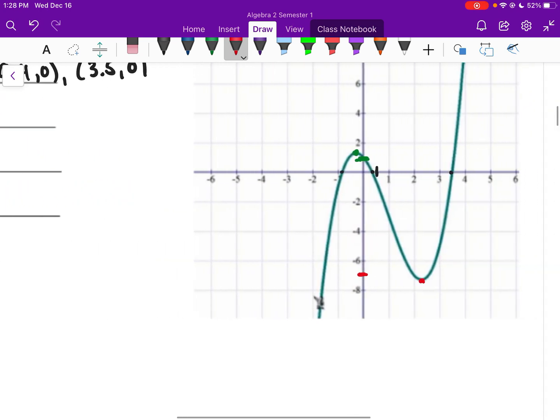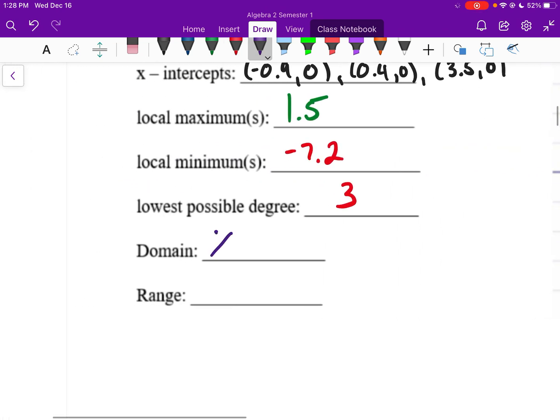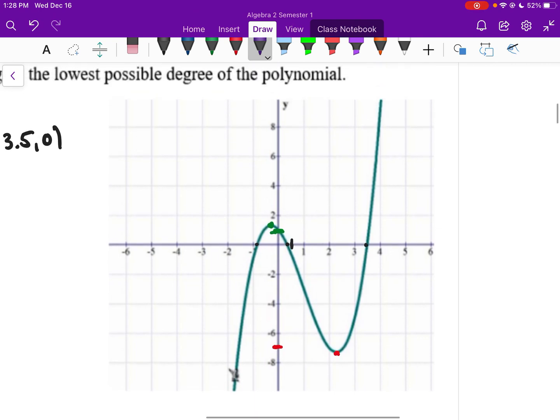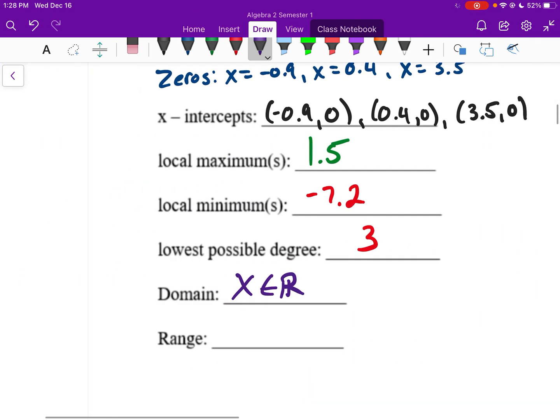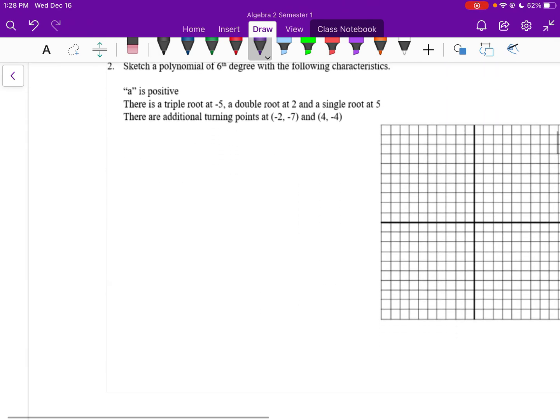Okay, domain, again, looking left and right, or what x values can I plug in and get something back. In this one, it's going left and right forever, so x is an element of all real numbers. Range, we're talking y now, so up and down. How far up and down would this graph go? It goes up and down forever. So in this case, y is an element of all the real numbers as well. So that was estimating, given a graph, specific things that we asked for.